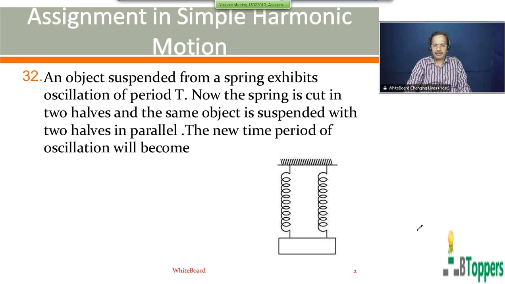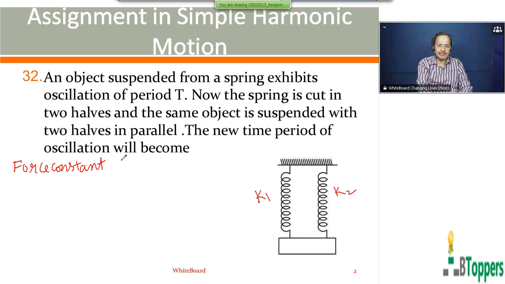An object suspended from a spring exhibits oscillations of period t. Now the spring is cut into two halves. The same object is suspended with the two halves in parallel. The new time period of oscillation will become. So the two parts have the same force constant. Let me denote the force constant of the two parts by K1 and K2, and the force constant of the original spring by K. So each part differs from the original spring only in length.